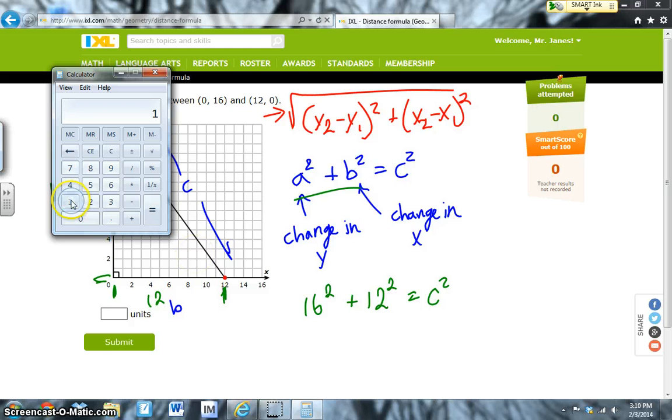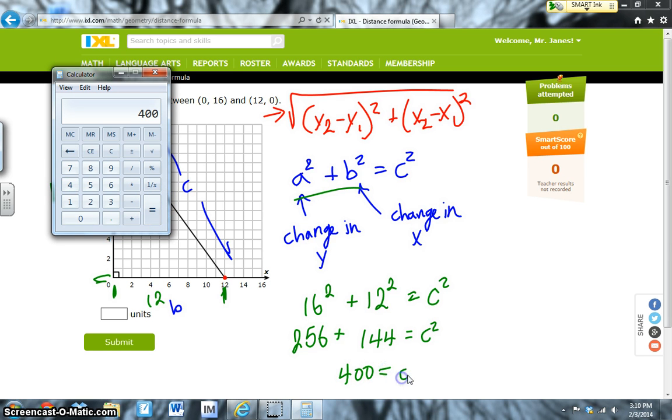Right, so 16 squared. There's no squared button, so that's 16 times 16, which is 256. 256 plus 12 squared. I know this one in my head, but I'll do it out just in case: 144. Okay, 256 plus 144 equals 400.